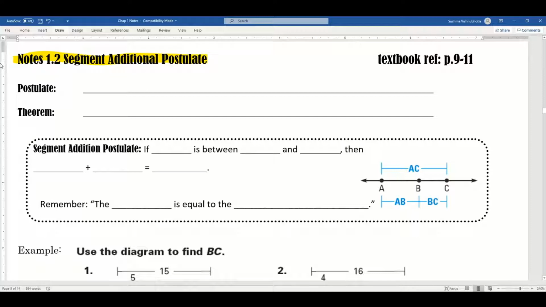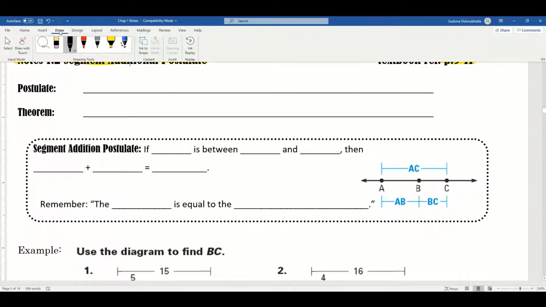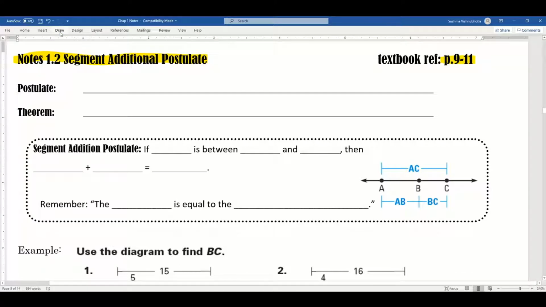And if you want to follow along in the textbook, it's pages 9 to 11. So in 1.1, we spent a lot of time doing definitions. 1.2 will continue. The two main things, and in the synchronous activity that you do, we'll delve more into this, but the differences between the two. So in geometry, you're going to see postulates and you're going to see theorems.